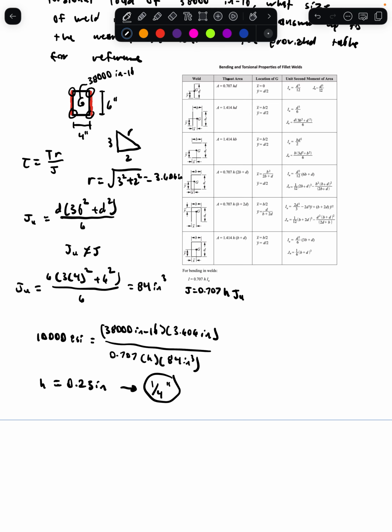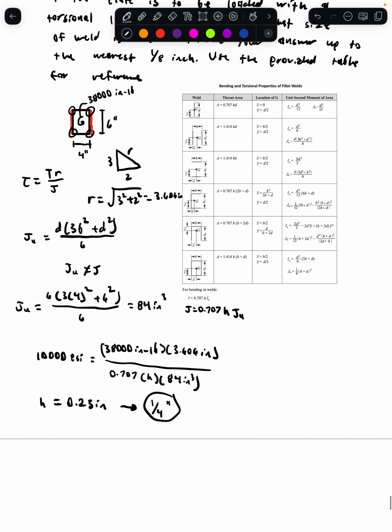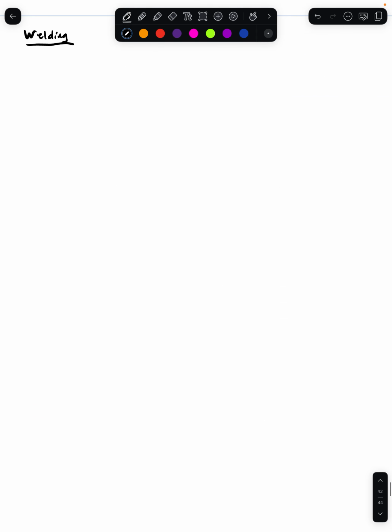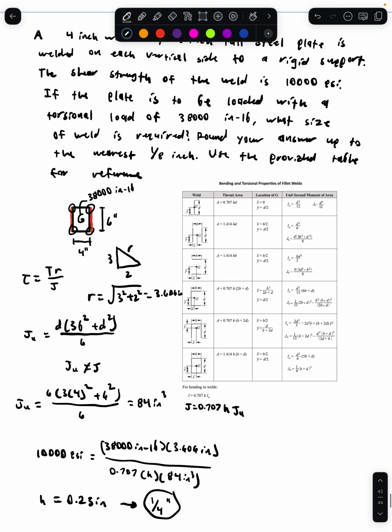Also understand what the throat area is. If you're looking at the weld, it's sort of the cross-sectional area, but not exactly. That one is kind of hard to explain exactly what it means. But know how to use this table, and you should be good to go. Just remember, the keyword is welding, and that's how you are going to find this table.